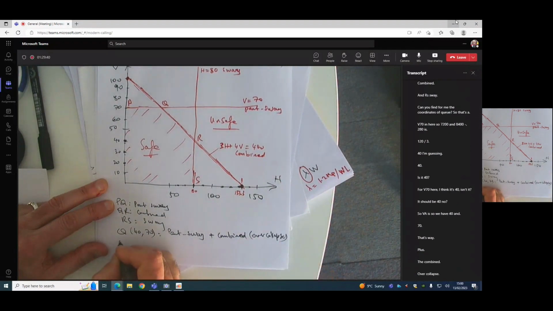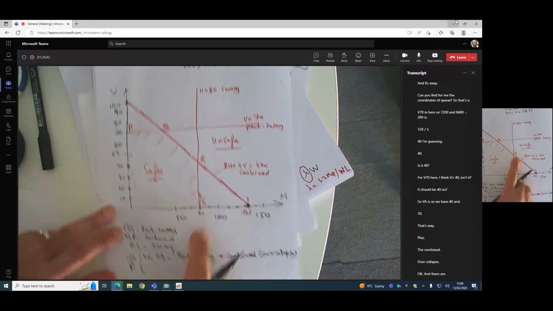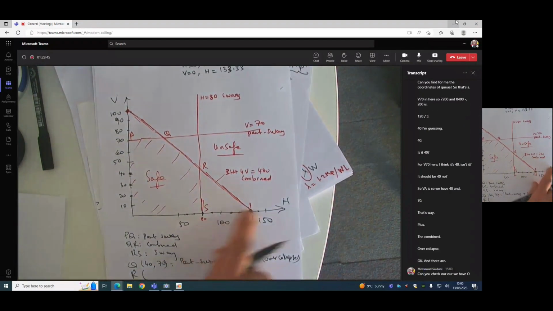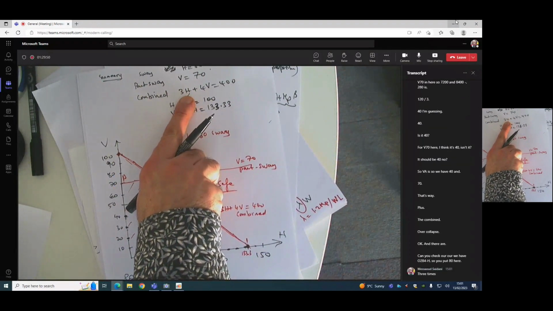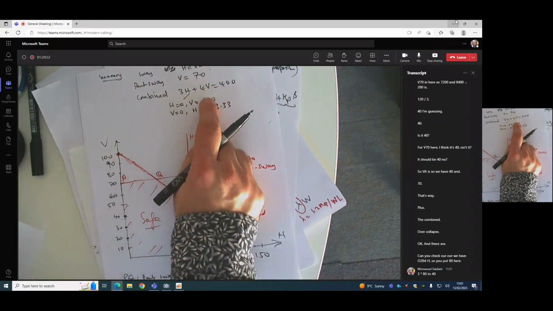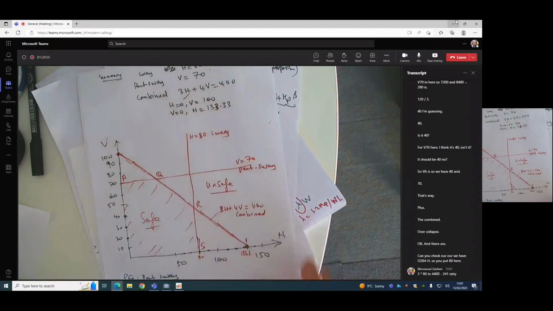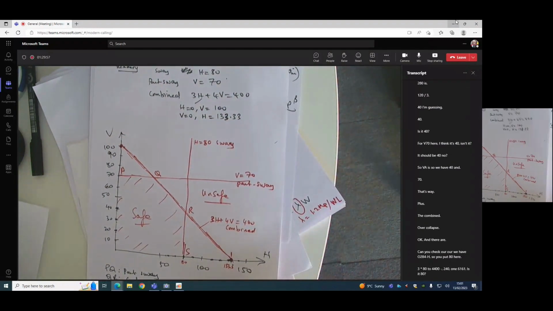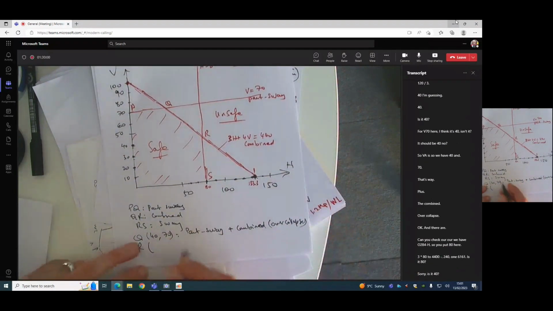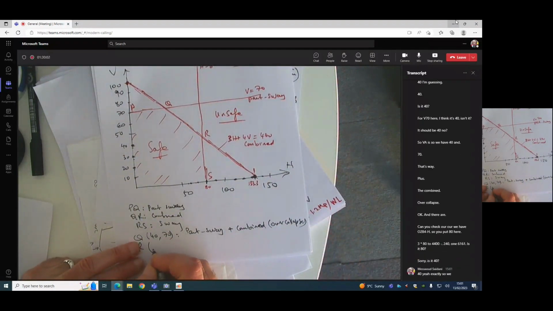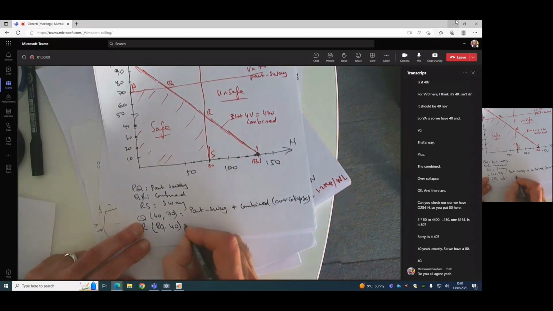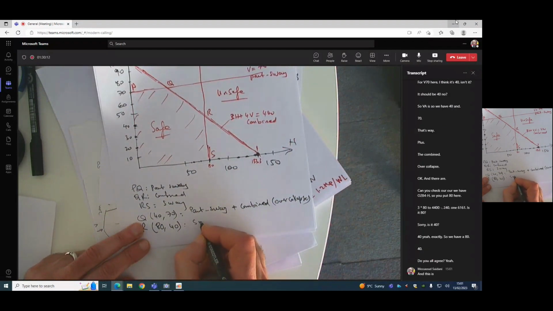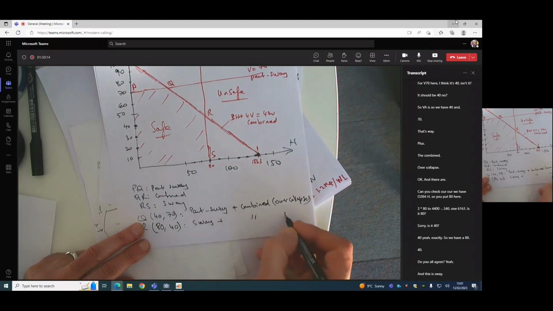Okay, and R, can you check R? For R, we have 80 for H. So you put 80 here: 3 times 80 is 240, 400 minus 240 is 160, divided by 4, is it 40? Yes, exactly. So we have 80 and 40. Do you all agree? And this is sway plus combined over collapse.